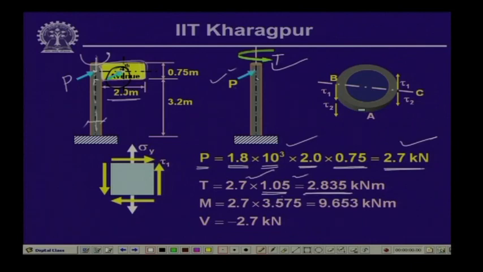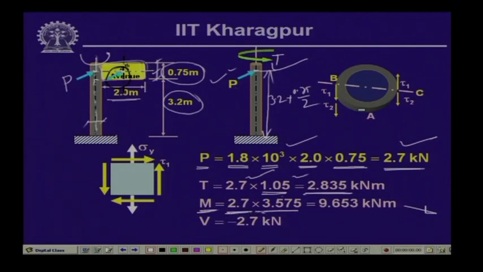Now, the concentrated load P which is acting at a distance of, now the bottom of the board is at a distance of 3.2 meter from this support, and then the center line of this board lies at half the distance between the two, which is 0.75 by 2. So, the distance of this particular load from the support is equal to 3.2 plus 0.75 by 2, which is equal to 3.575. So, M is equal to 2.7 into 3.575, which gives you 9.653 kilonewton meter as the moment at the base level.